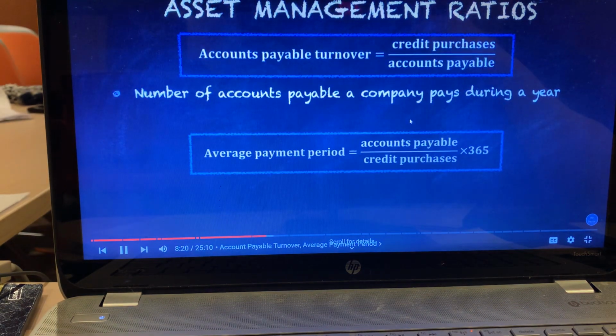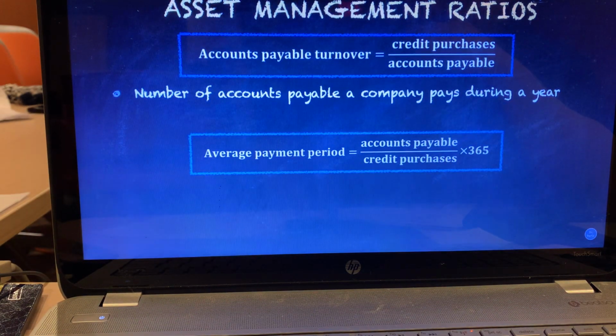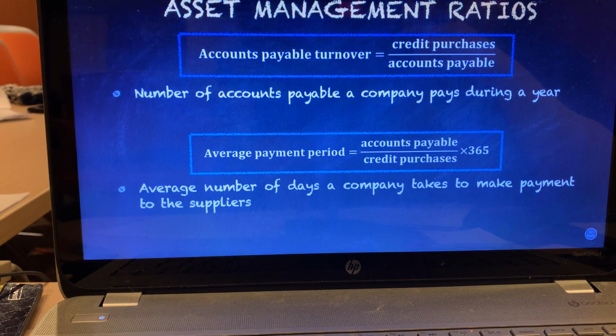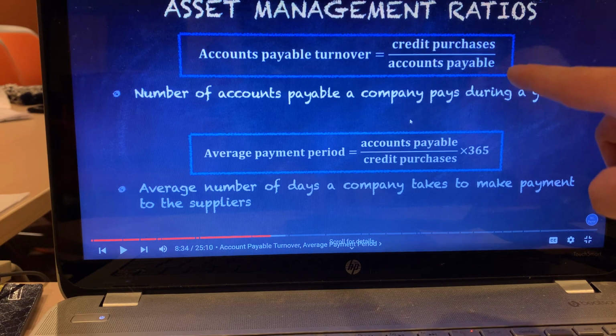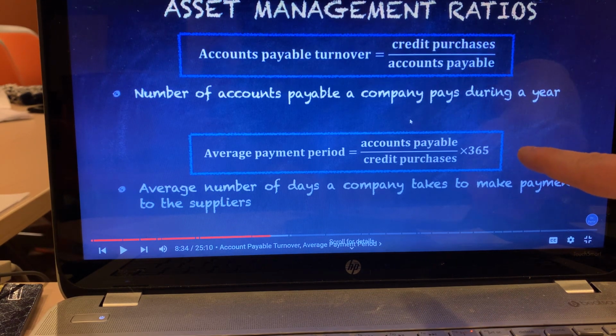Average payment period is calculated by taking accounts payable over credit purchases times 365 days. Average payment period shows the average number of days a company takes to make payment to the suppliers. So these formulas are very similar to the previous ones we looked at, but as I mentioned, these are the ratios that the bank creditors or upstream material suppliers are most interested in because it shows how well you are at paying off your debts to them and how long it takes you to pay off your debt.